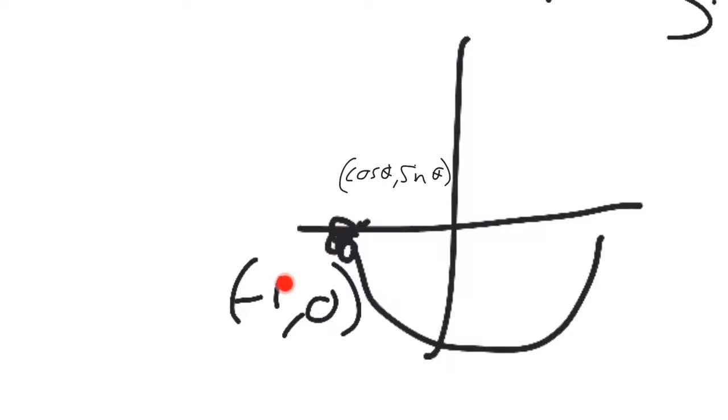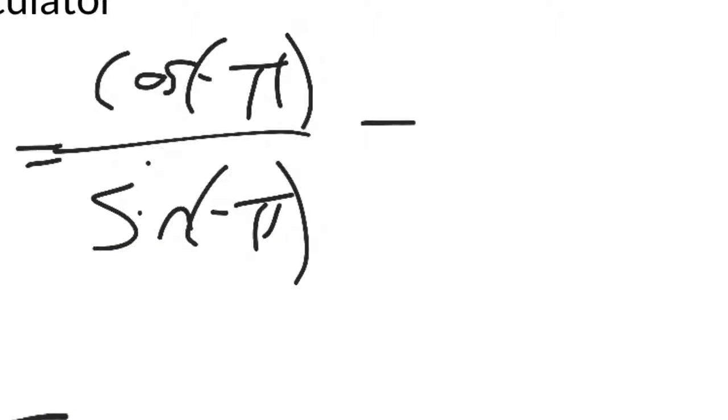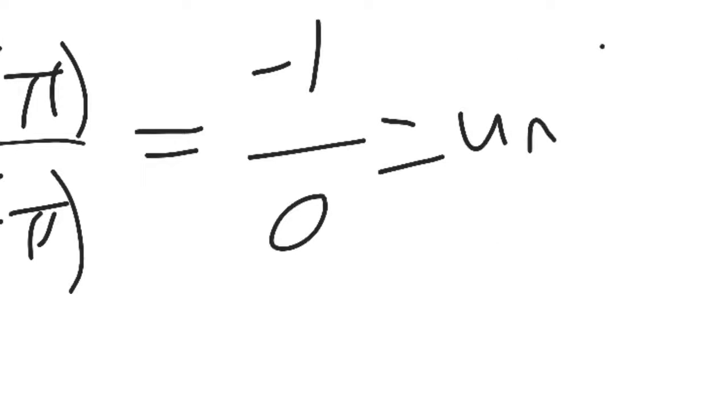So the cosine of negative pi is negative 1. Sine of negative pi is 0. So we can fill in our answers here. We said that this was negative 1. Sine of negative pi was 0. So we say this one is undefined. Undef, which is my rapper name.